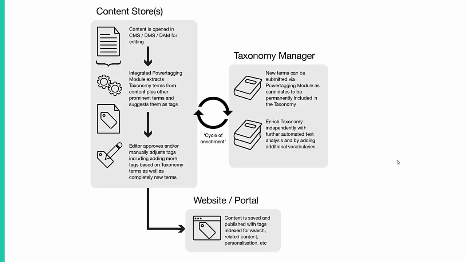The editor has then manually approved those terms or discarded some of them as appropriate. And for those terms that are not in the taxonomy as such at that current time, they have then been submitted as candidate terms to the Taxonomy Manager, which is then used to place those terms and enrich them in the correct way within the taxonomy. They then become available as suggested terms by the Powertagging module for future analysis of the text. This is what we call our cycle of enrichment.